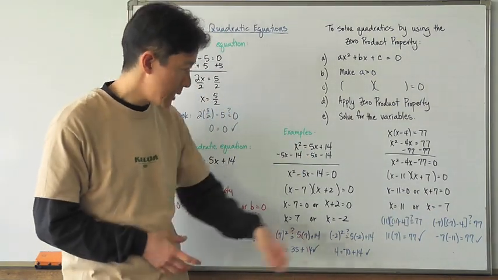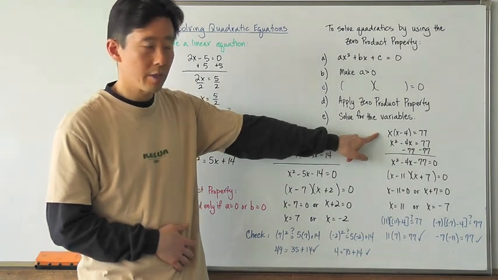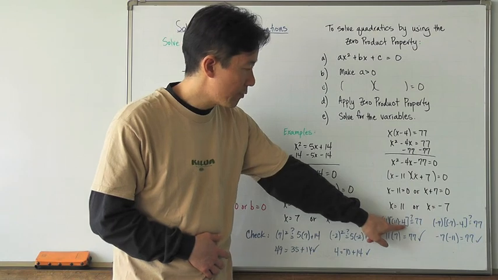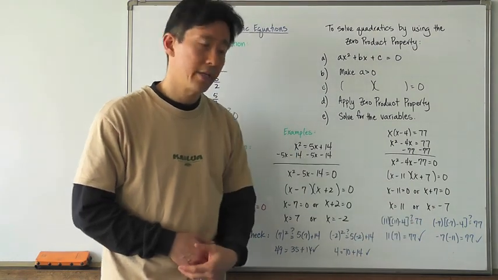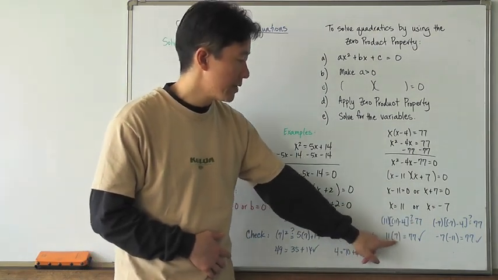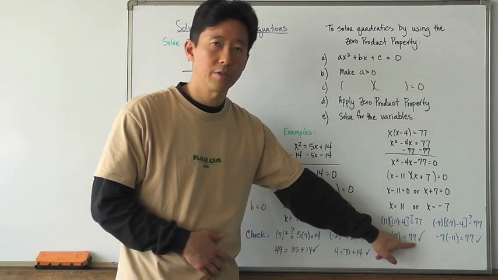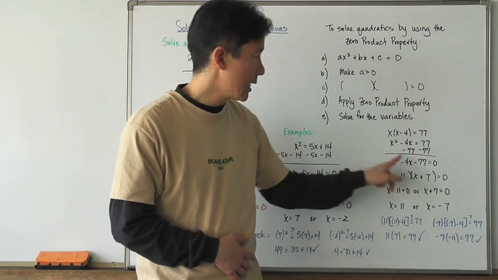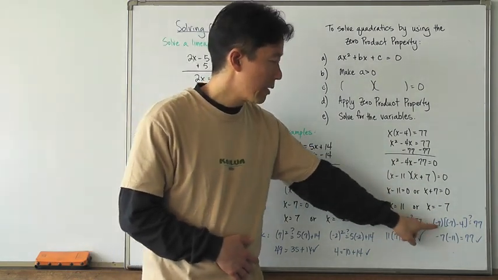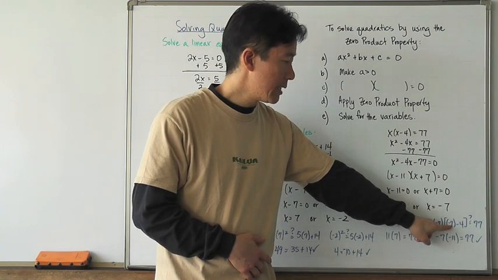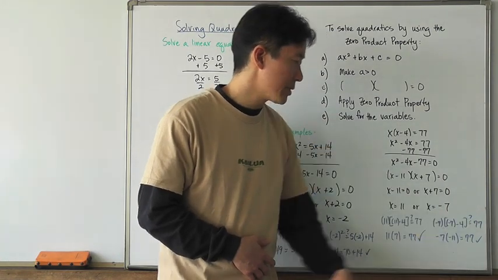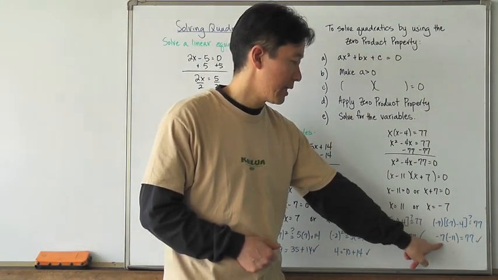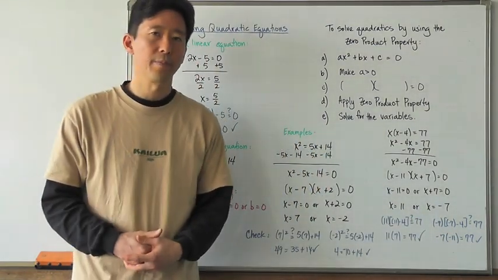Again, go through the check process by substituting into the original equation, and we have 11 times the quantity 11 minus 4. Is that equal to 77? And sure enough, we come out with 11 times 7 equaling 77, and that is correct. And if we substitute negative 7 into our original equation, we have negative 7 times the quantity negative 7 minus 4. Is that equal to 77? And sure enough, it is, because 77 is the same thing as negative 7 times negative 11.